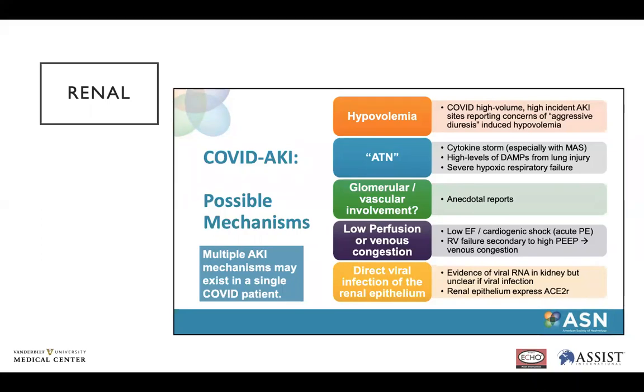The ATN, or acute tubular necrosis, can be due to a cytokine storm within the body, as we've previously discussed. There are some reports showing specifically involvement within the glomerulus of the nephron. And we know that the virus is leading to a hematological response throughout the body that could also be at play here. If a patient has concurrent cardiogenic shock or possibly has RV failure secondary to aggressive ventilation strategies with high PEEP levels, they can have low perfusion of the kidney as a result of venous congestion. So low perfusion pressures are a problem.